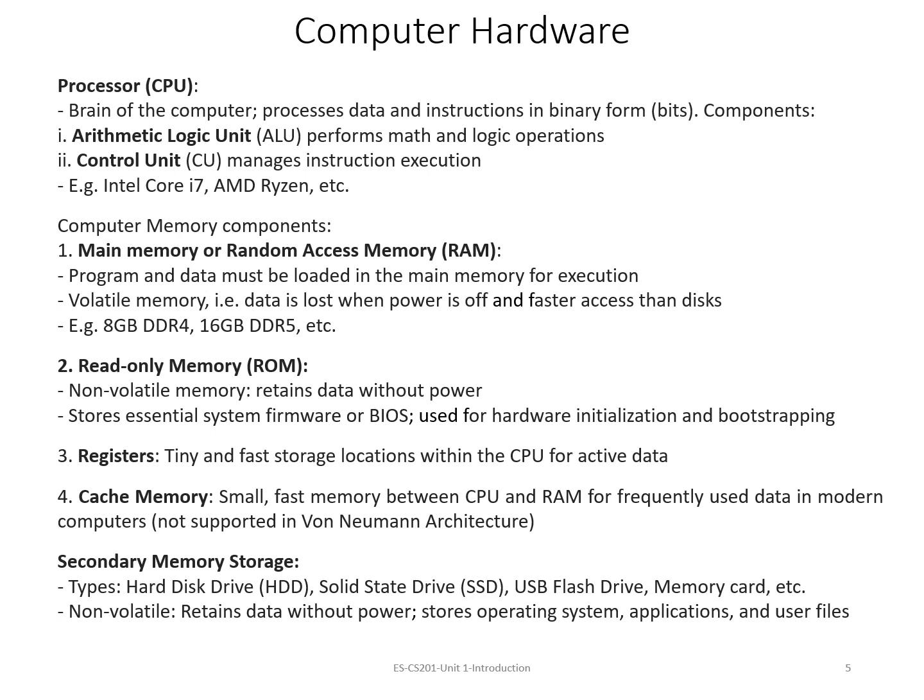Computer memory has the following 4 components. 1. Random access memory, RAM, also known as primary memory. Program and data must be loaded from disk to the main memory or RAM for execution as the CPU cannot access these from the disk. Volatile memory, meaning data will be lost when power is off. It provides faster access than disks. Examples: 8 GB DDR4, 16 GB DDR5, etc.